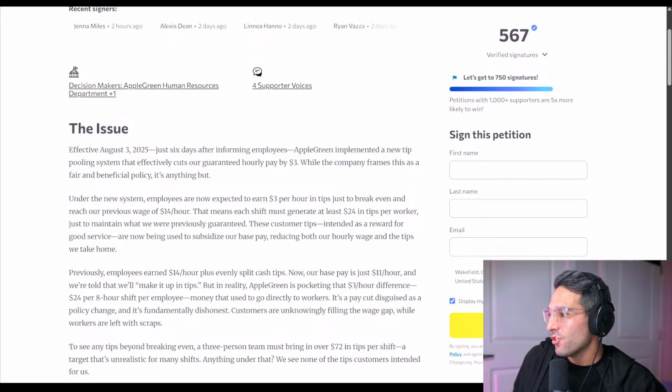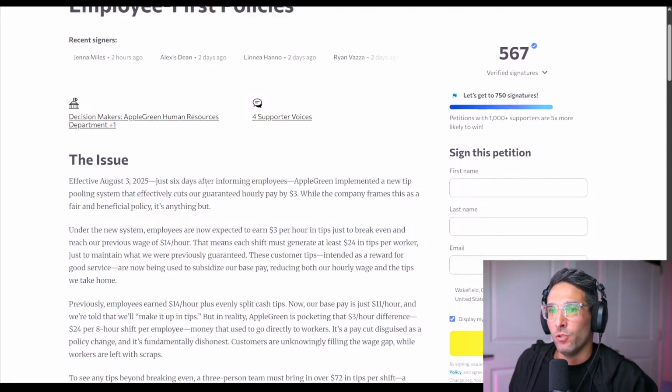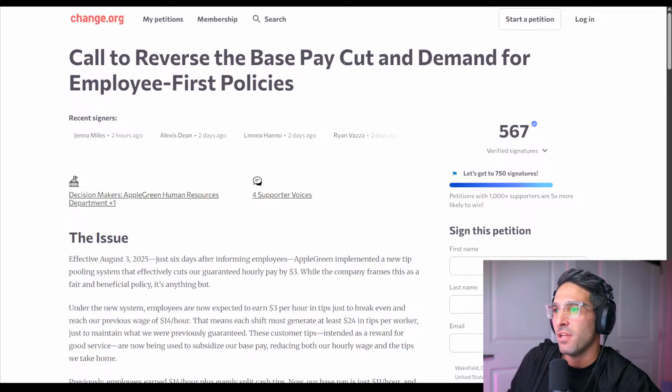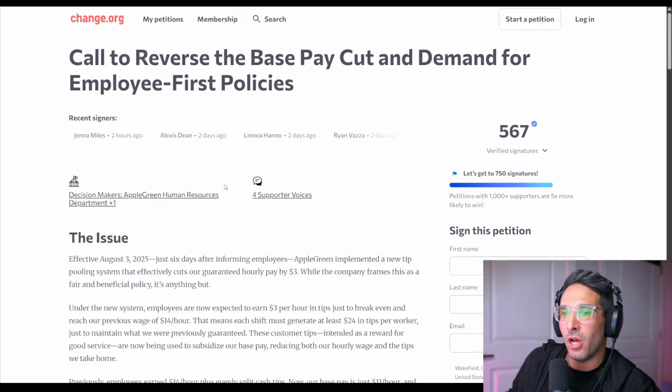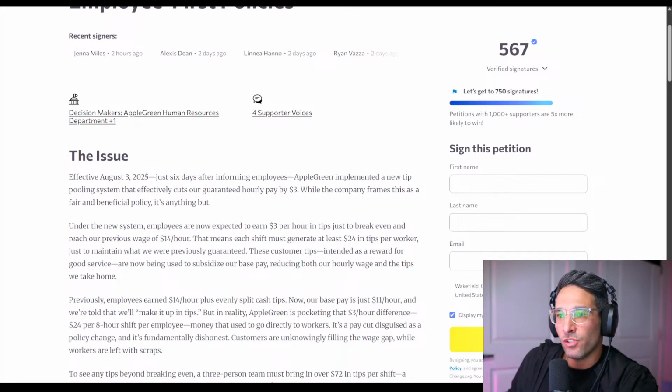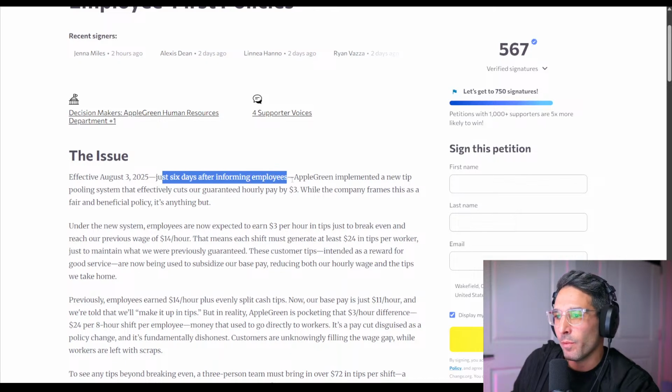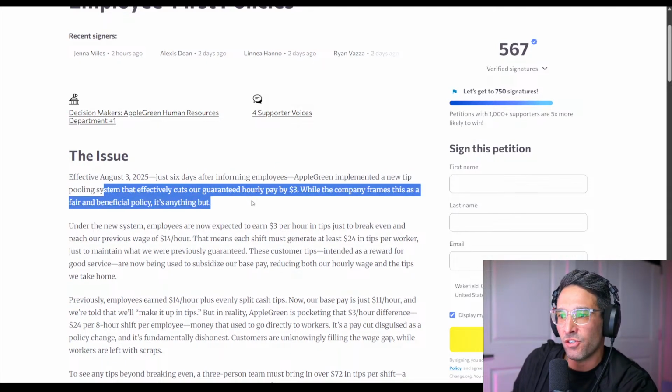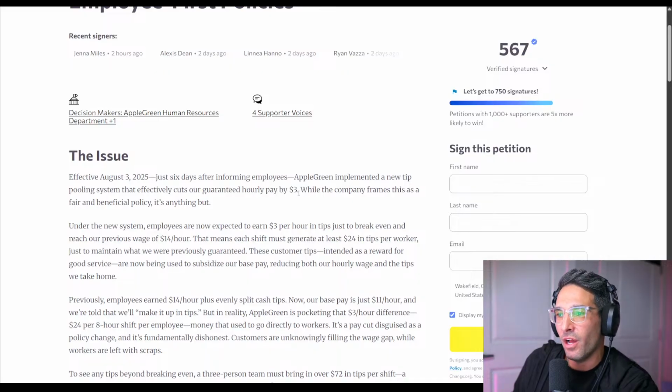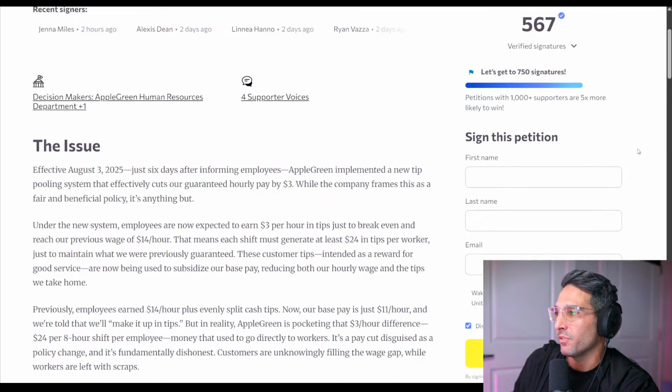So here's something that's involving Applegreen as well. Call to reverse the base pay cut and demand for employee first policies. Effective August 3rd, 25, just 6 days after informing employees, Applegreen implemented a new tip pooling system that effectively cuts our guaranteed hourly pay by $3, while the company, let me blow this up a little bit for you guys, frames this as a fair and beneficial policy, it's anything but.